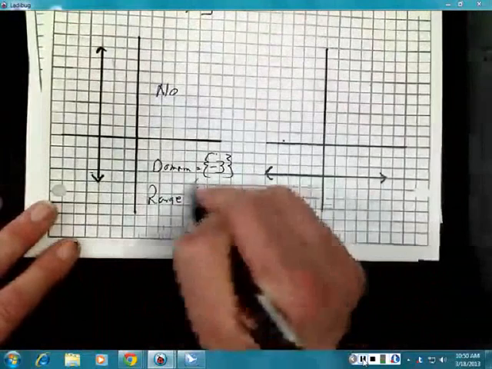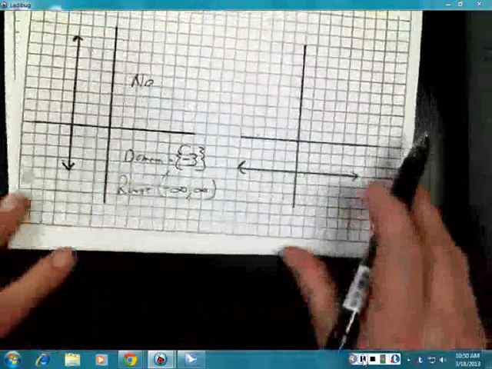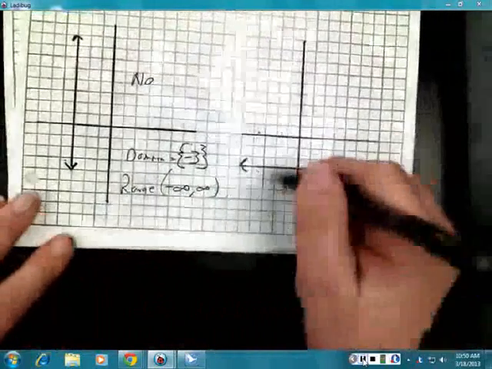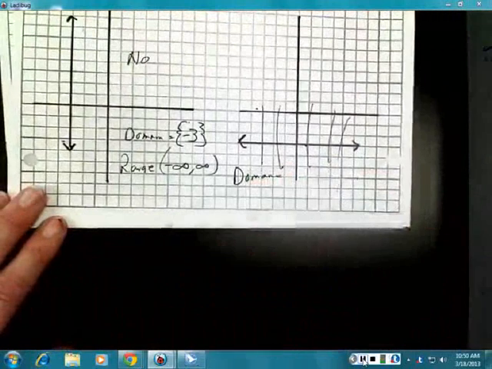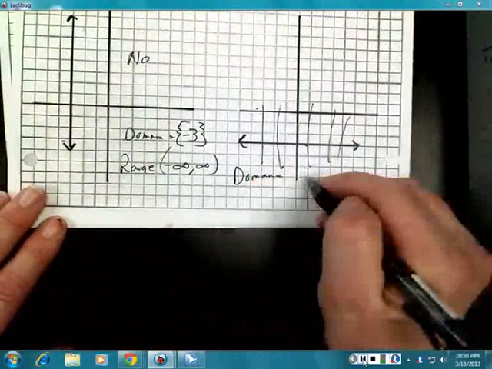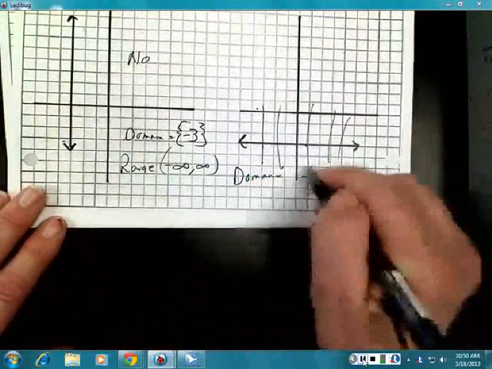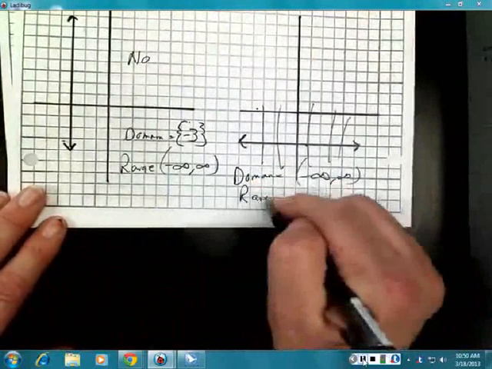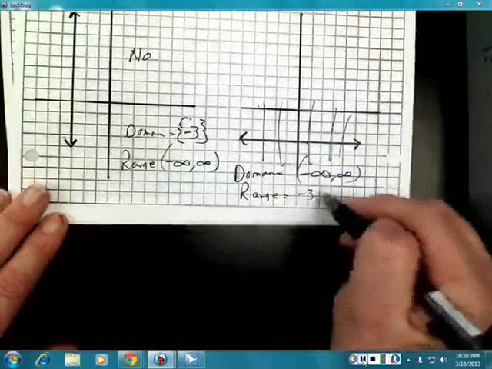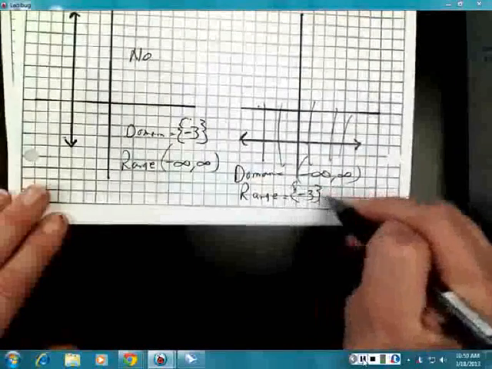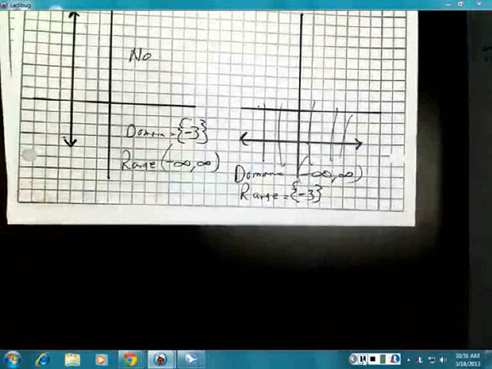Yep. And what about that one? Is that a function? Yeah, because every x has one y. But its domain? Negative infinity, positive. And its range? What's its range? It's negative 3, with braces, because there's only a negative 3 to it. Okay.